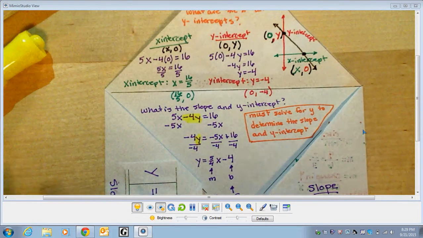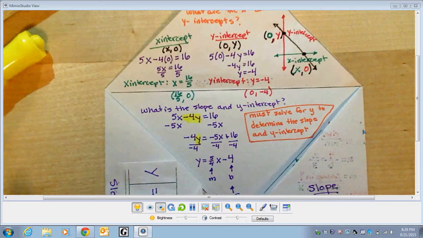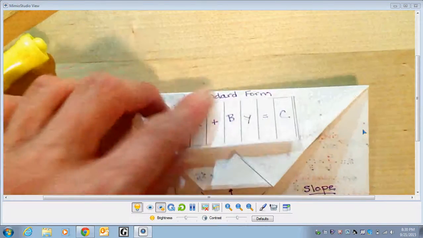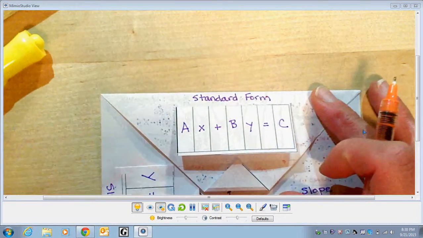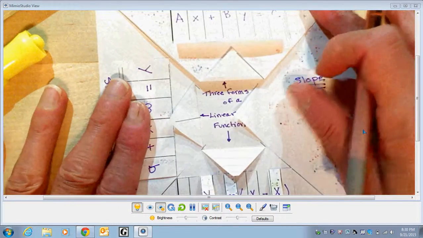And that's everything I have for the foldable with the 3 forms of a linear equation.